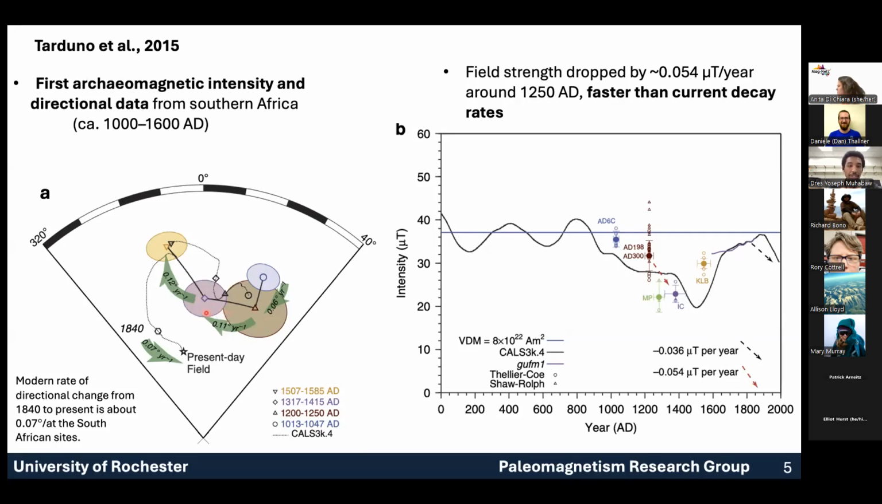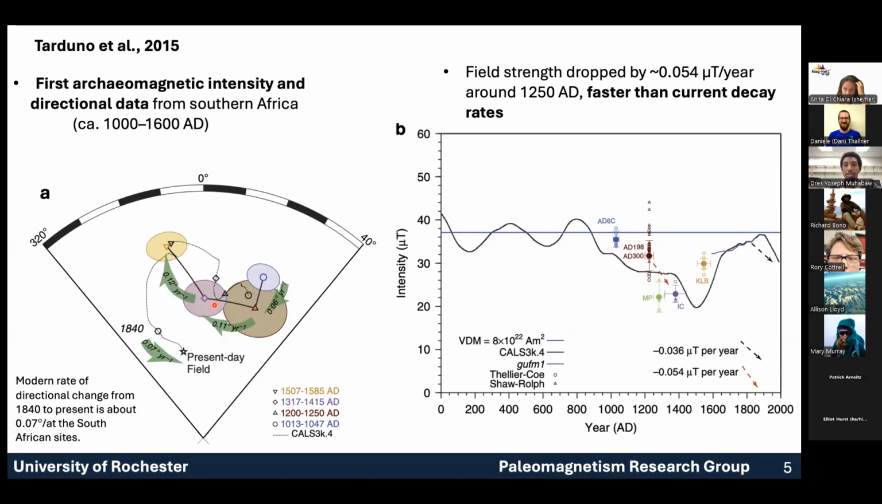When we compare these observed directional changes with the modern field, which is about 0.07 degrees per year, it shows that during this Iron Age we had rapid directional changes within this South African area.